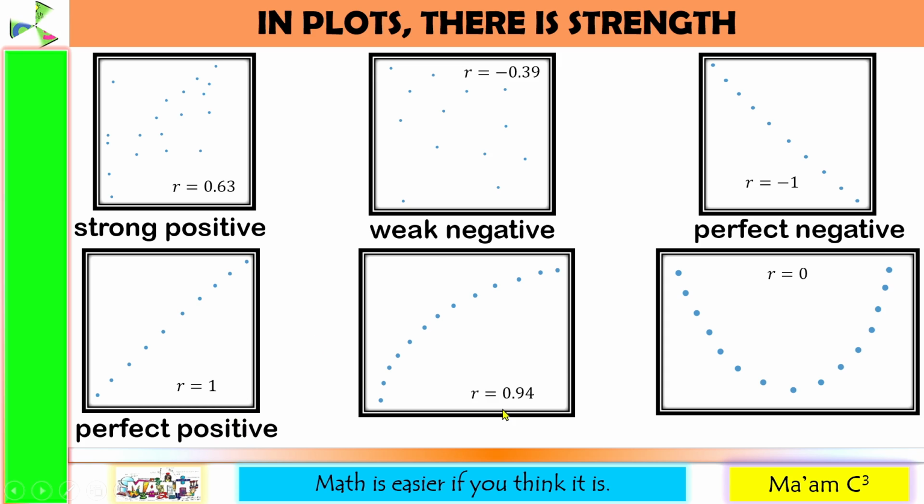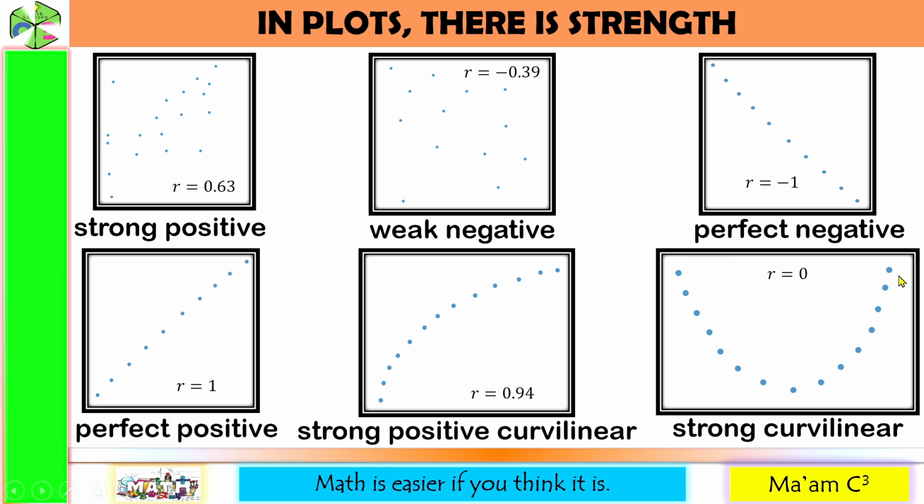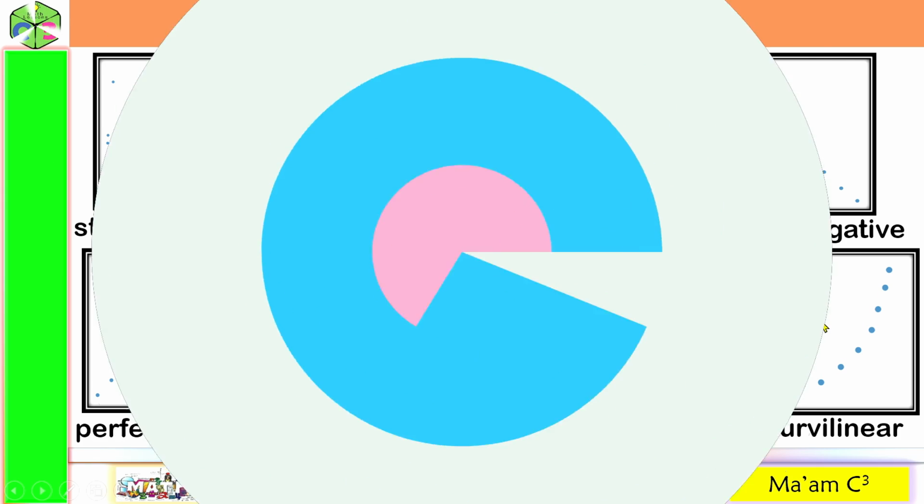Here, our R is equal to 0.94, but very obvious that this is not a line. It is actually a curve. So this is a strong positive curvilinear. For the last one, our R is equal to 0, but you can see that there is a strong curvilinear relationship. Let me discuss this further.